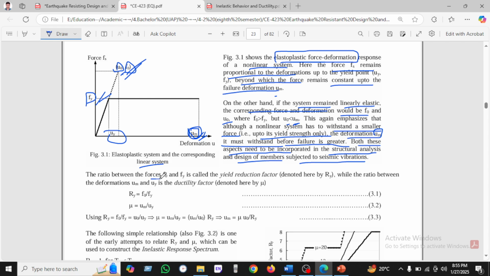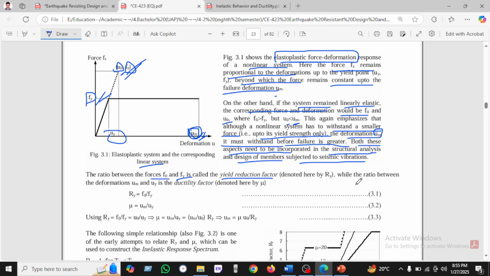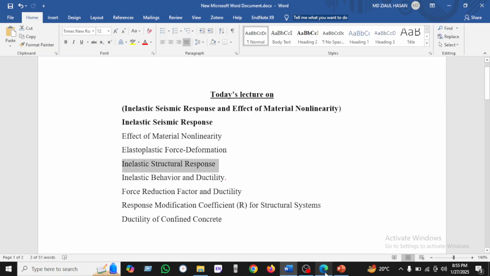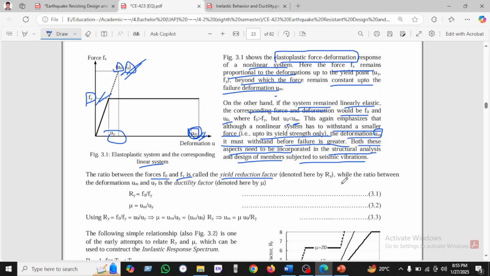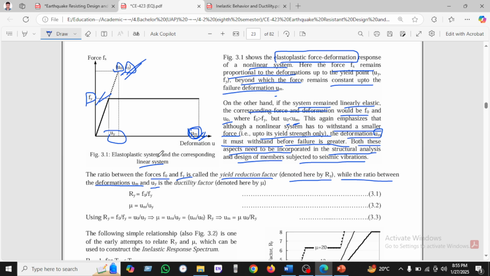The ratio between force F naught and Fy is called the yield reduction factor, or force reduction factor, which is denoted by Ry, while the ratio between deformation U naught and Uy, from this graph, is the ductility factor.